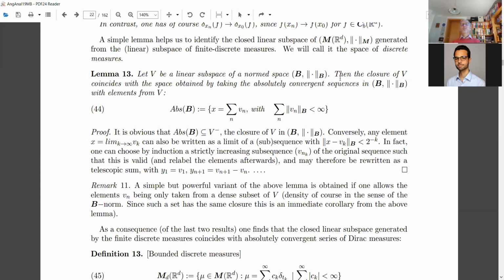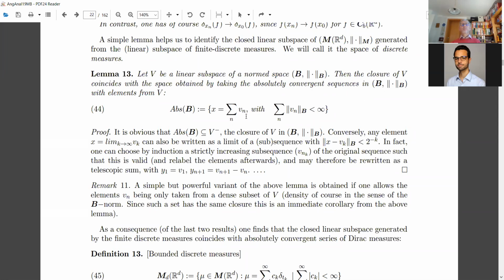But the interesting fact is then, if you have now a subspace, which is in our case the set of linear combinations of finite measures, of the linear combinations of discrete measures. So I'm talking about the set of finite discrete measures. Sum of two such finite discrete measures is of course finite discrete, and so on, so this is no problem. Then the claim is that this is exactly the same as the absolutely convergent series, so I call it absolutely convergent sums with elements from this subspace.